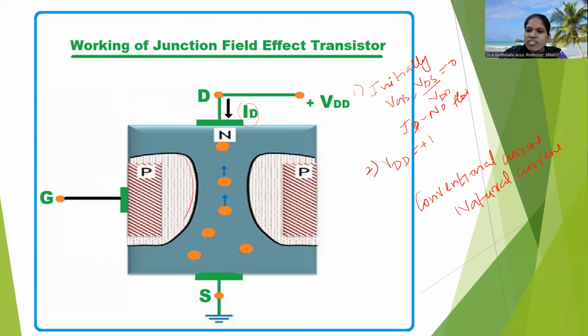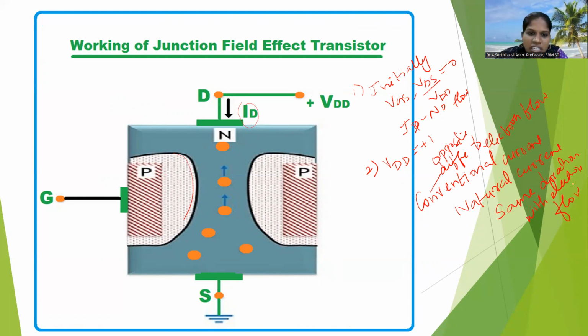The direction of conventional current is opposite to electron flow. But in a natural current, it is the same direction as the electron flow.